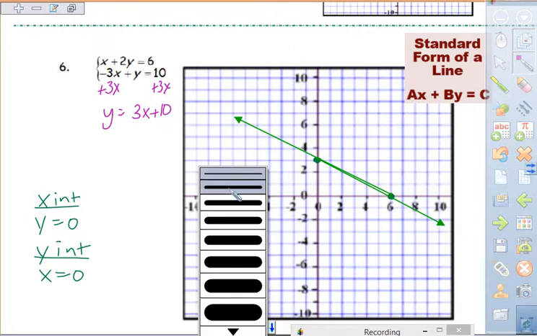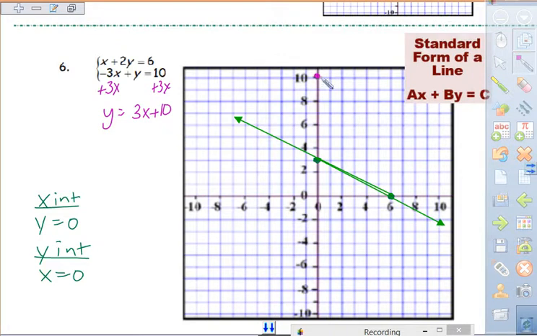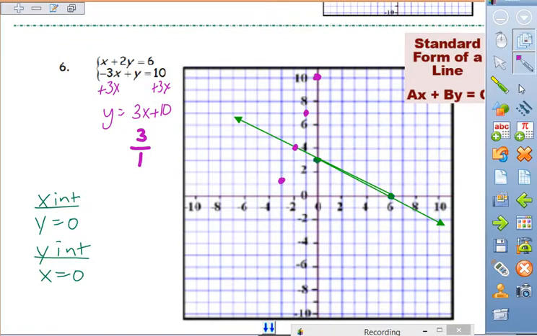So graphically, I know that my intercept is at positive 10. My slope is 3 over 1. I can't go up 3 forward, so I'm going to go down 3 backwards. Down 3 backwards. Down 3 backwards. And it looks like I'm going to hit or intersect.